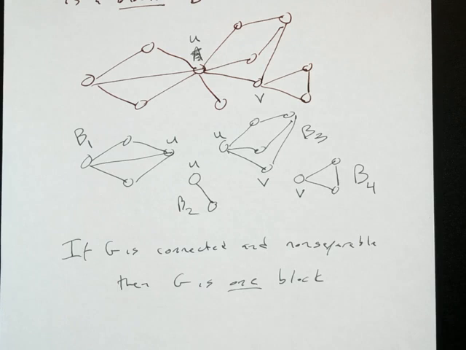This graph has cut vertices. So I know not every pair of vertices will be on a common cycle. Pick two vertices that are not on a common cycle. What do you know about them?